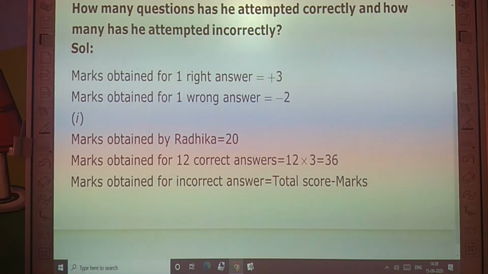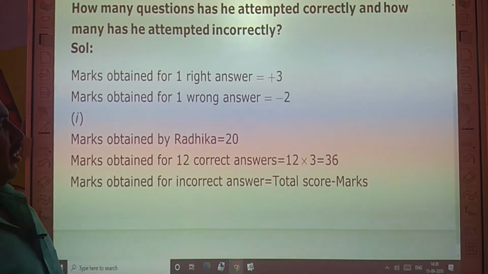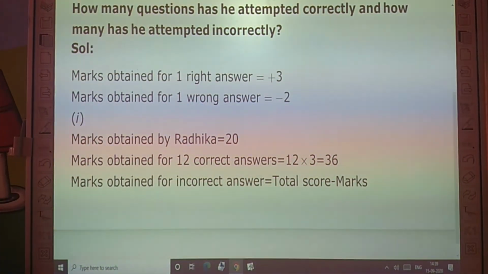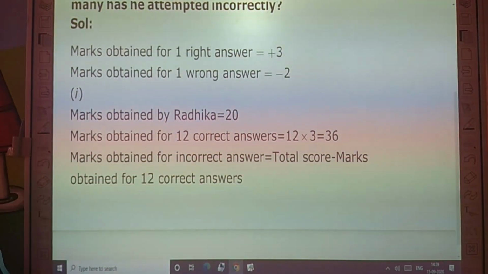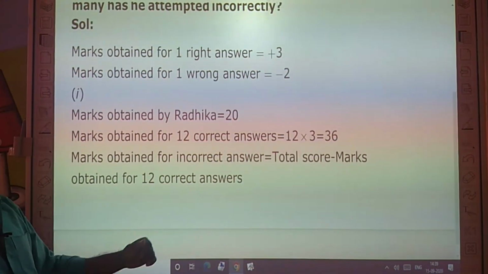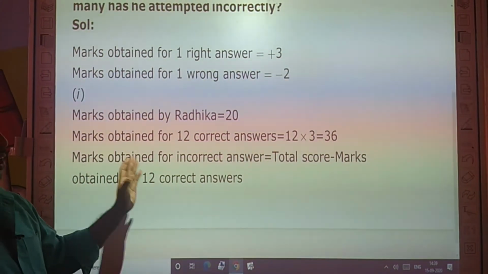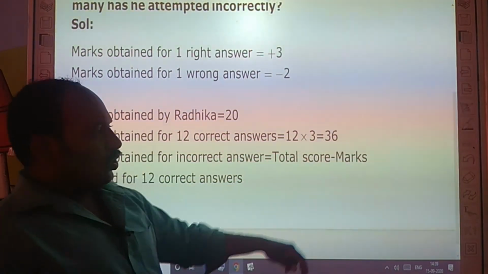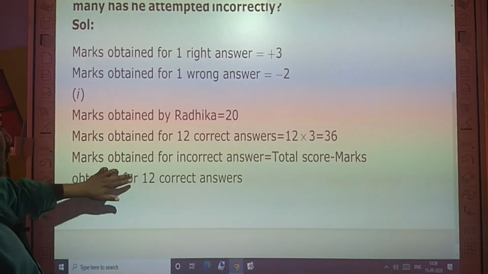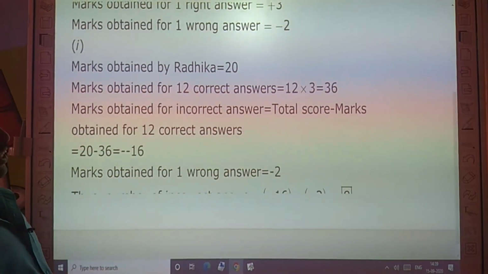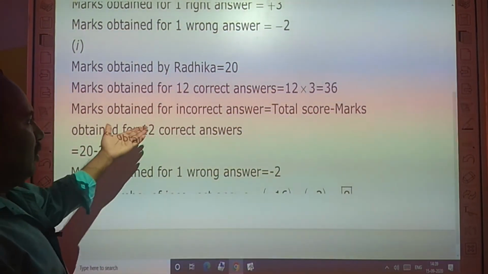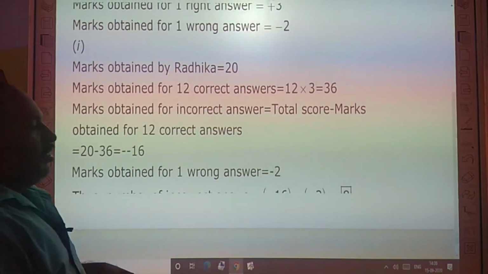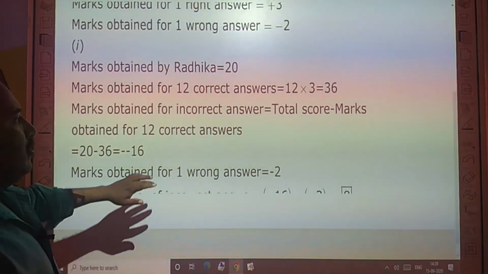Marks for one correct answer is equal to plus 3. Right answer means plus, then wrong answer means minus 2. Marks obtained by Radhya: her score is 20. Marks obtained for 12 correct answers: 12 threes are 36. And marks obtained for incorrect answers is equal to total minus the marks for correct answers.